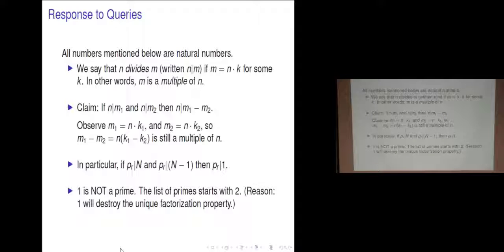And also, if we exclude 1, we do not lose anything. Everything is fine. So therefore, we do not count the number 1 as a prime. So this is just a convention. I hope this explains the proof of Euclid.